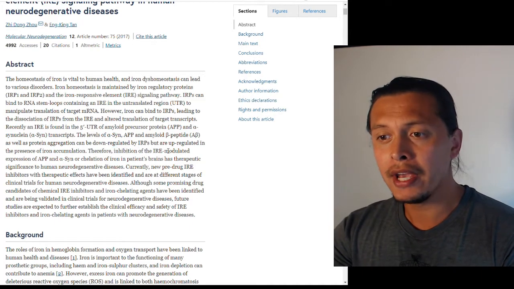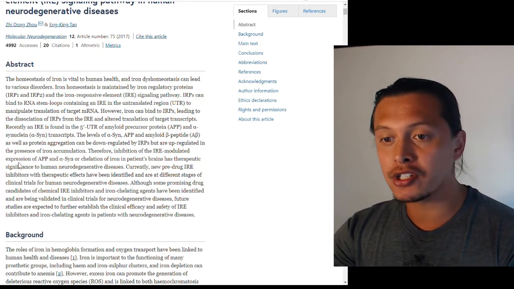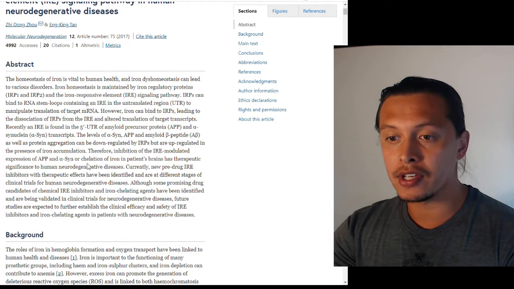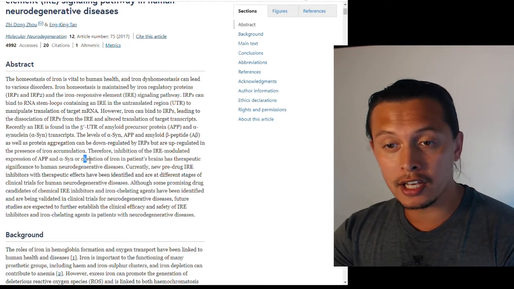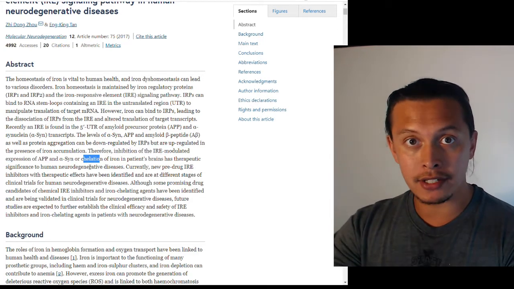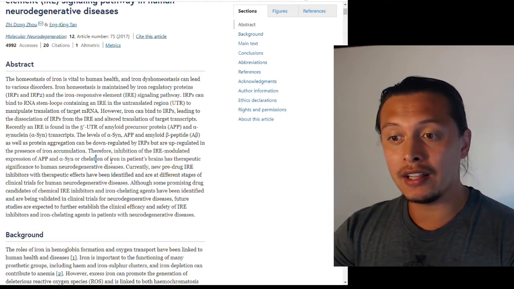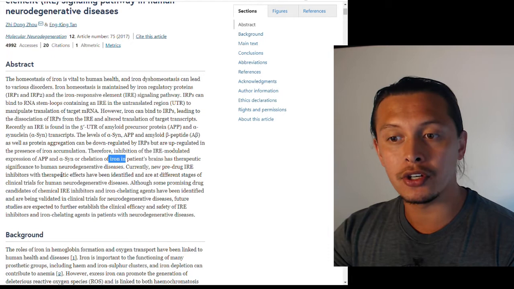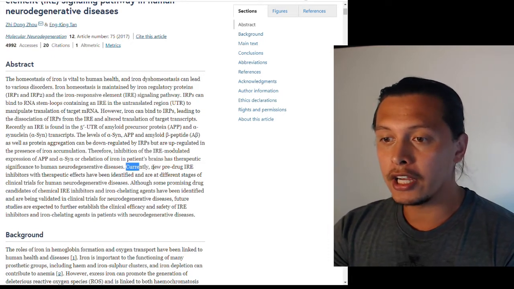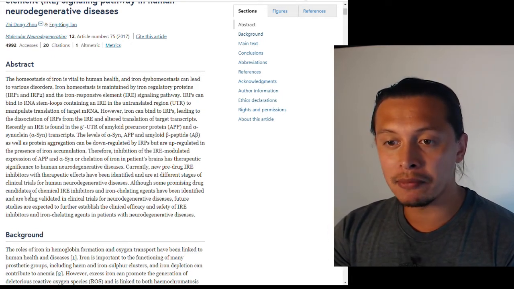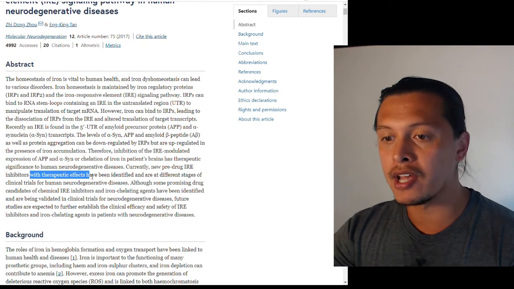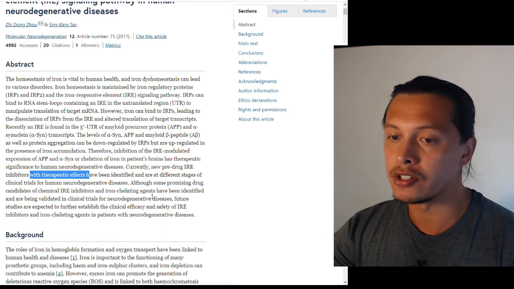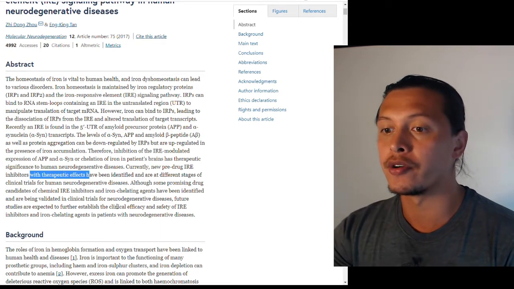So therefore, inhibition of the IRE-modulated expression of APP and alpha-syn, or chelation, chelation is when you have a chemical that will bind to the iron. So you can have chelation of iron in patients' brains. This has therapeutic significance to human neurodegenerative diseases. Currently, new pre-drug iron response element inhibitors with therapeutic effects have been identified and are at different stages of clinical trials for human neurodegenerative diseases.